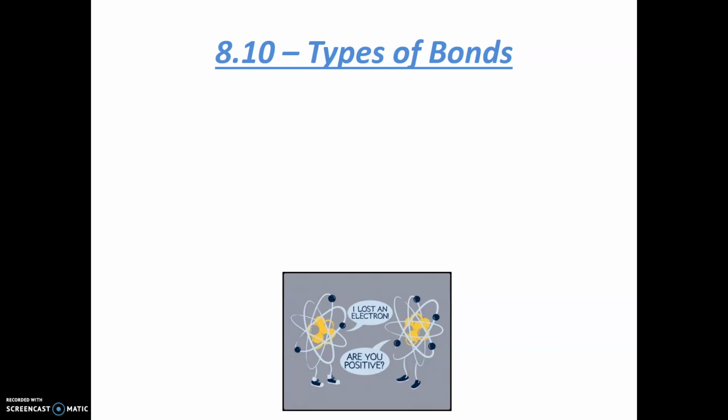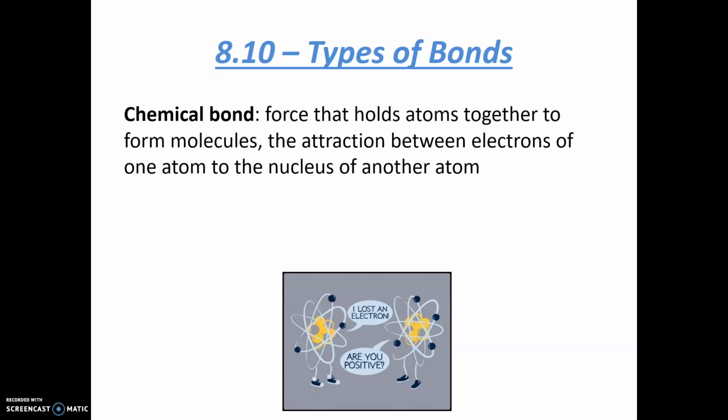So what we're going to be looking at today is types of bonds. What we need to remember when we're dealing with the different types of bonds, ionic versus covalent, is that we're dealing with intramolecular forces. So the force of attraction between atoms that make up a compound, and not the force of attraction between two different molecules or two different compounds.